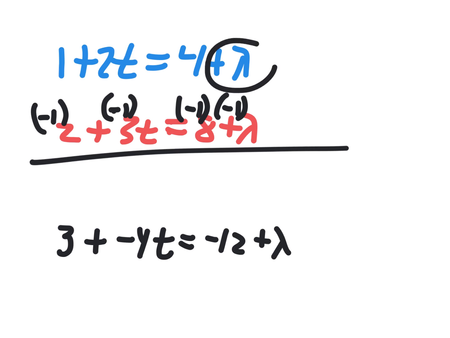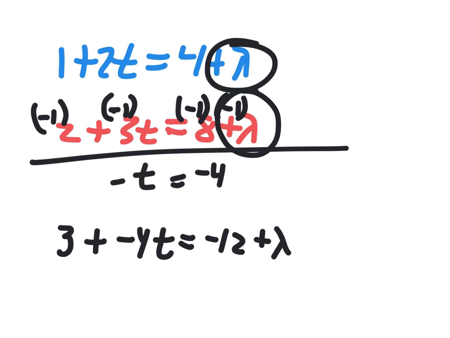So I take 1 lambda plus negative 1 lambda, and the lambdas cancel. That makes it so I've only got one variable, which is really nice. And 4 and the minus 8 make negative 4. And the 2t and the negative 3t make negative t. And the 1 and the negative 2 make negative 1.